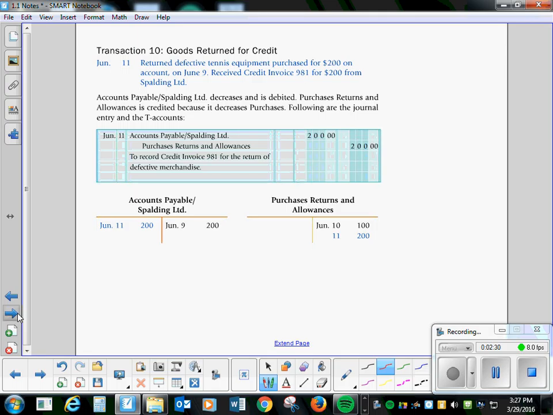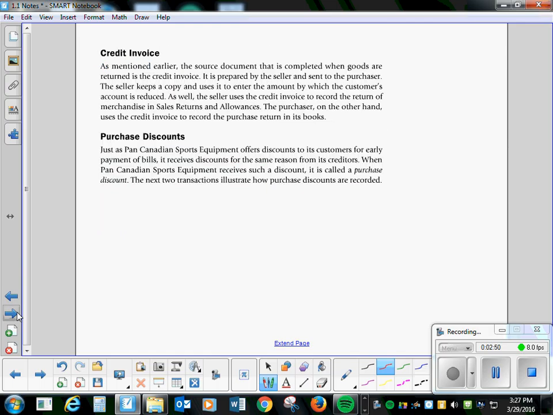Returned defective tennis equipment purchased for $200 on account this time, received a credit invoice. So now your accounts payable has to go down $200 and your purchase returns account will go up by $200. And now your T accounts would look like this. As mentioned earlier, the source document that is completed when goods are returned is the credit invoice.